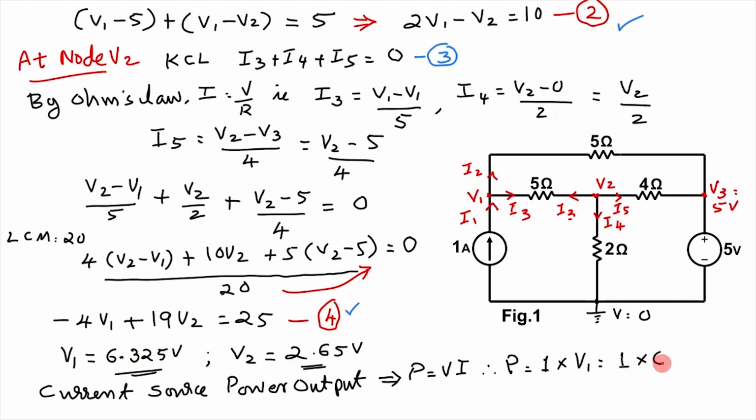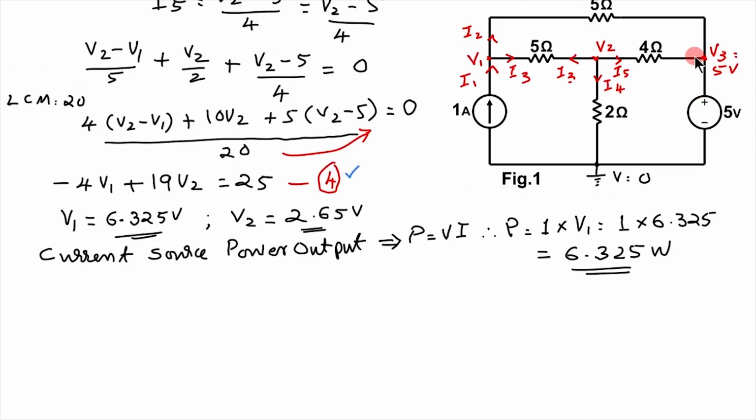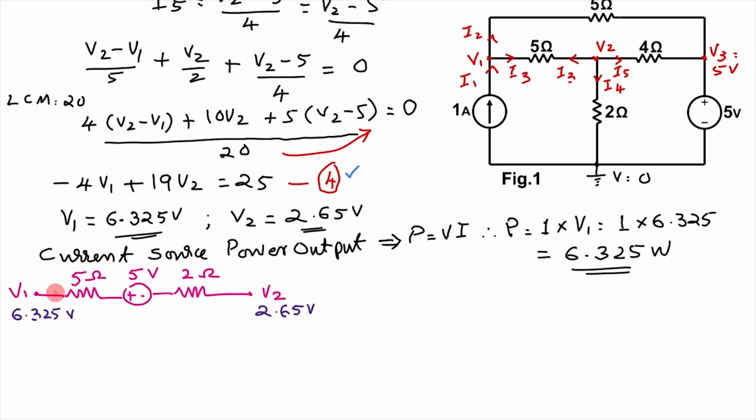1 into 6.325, which is equal to 6.325 watts. This 5 volt is connected to these two voltage sources via this 5 ohm and 2 ohm. So for understanding, it can be redrawn as follows.